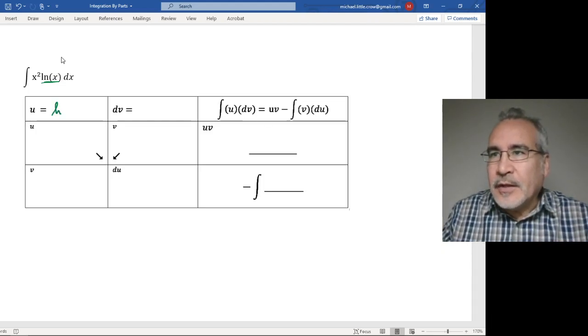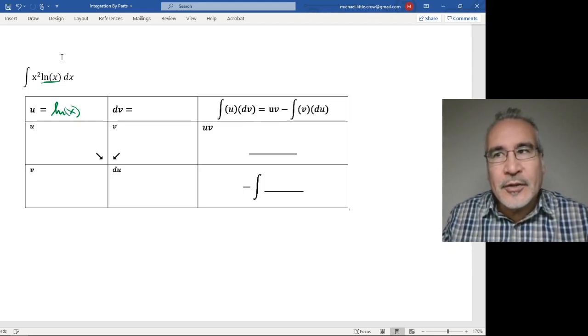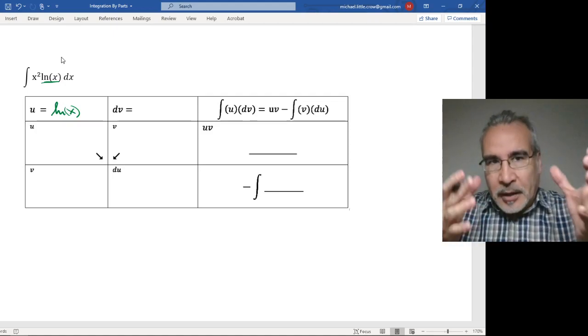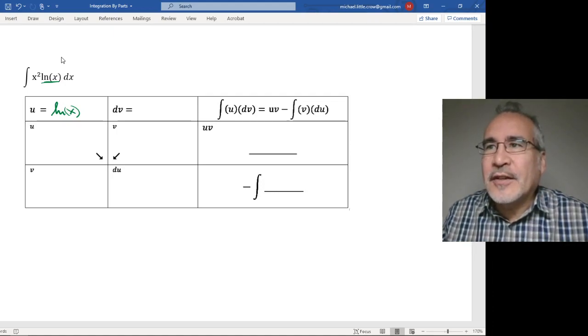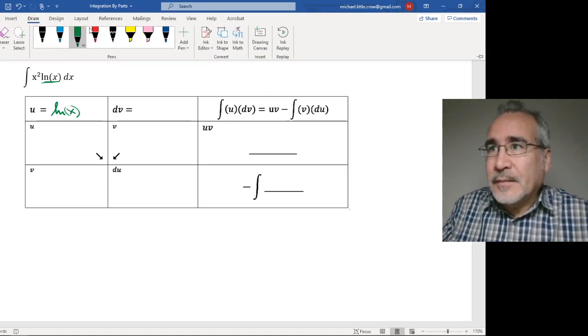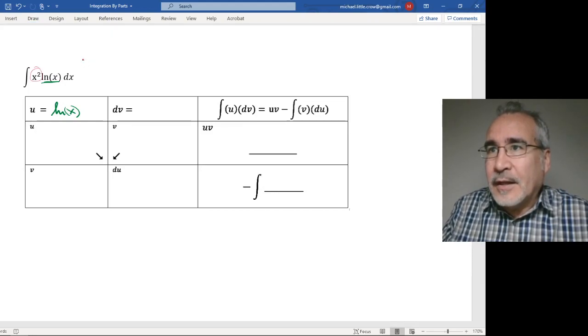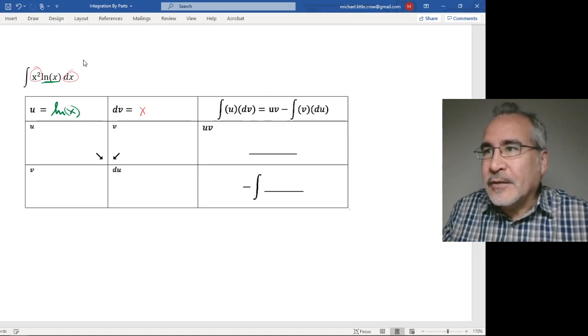So whenever you see natural log of x, the best shot is to put that as your u, the part that's going to get differentiated. Take the derivative. So what's left? This dx. Okay, so that's what we're going to call dv. So x squared dx.